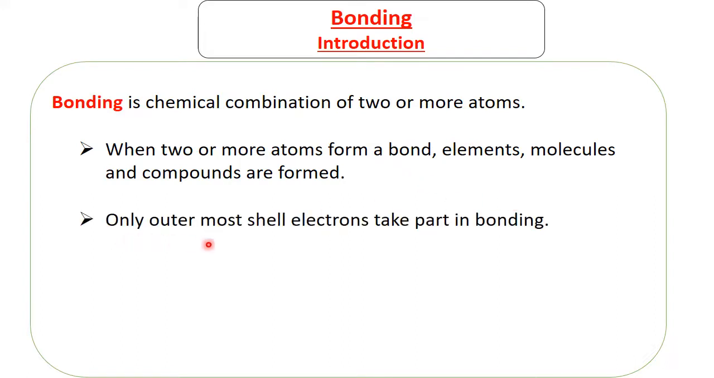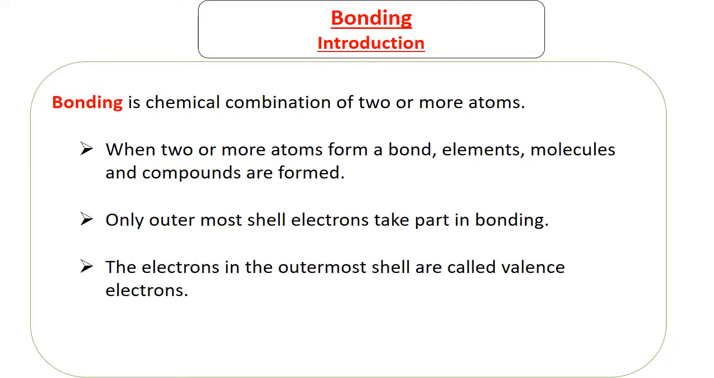Secondly, only outermost shell electrons take part in bonding. For atoms that have multiple shells with electrons in the shells, only electrons that are in the outermost shell take part in bonding. For this reason, electrons in the outermost shell are called valence electrons.